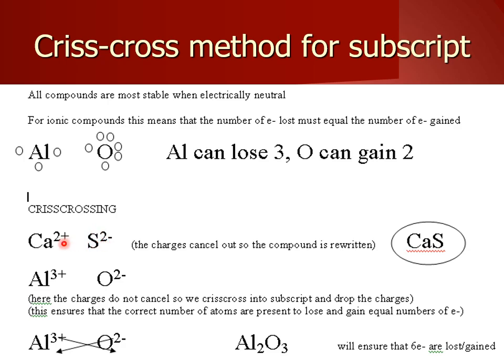Notice the numbers are the same, 2 and 2. When they're the same, I do not need to actually crisscross these. I can simply eliminate them and realize that 2 lost and 2 gained is a 1-to-1 relationship. So I can just squeeze them together and write the formula as CaS. So I simply cancel the numbers, cancel the charges, and write it as a formula.